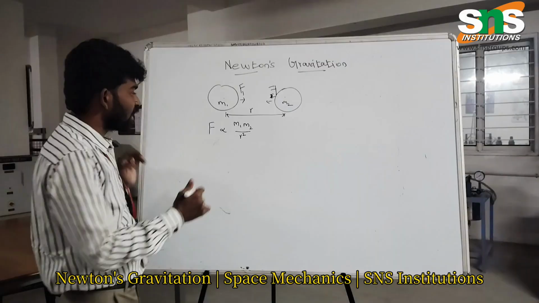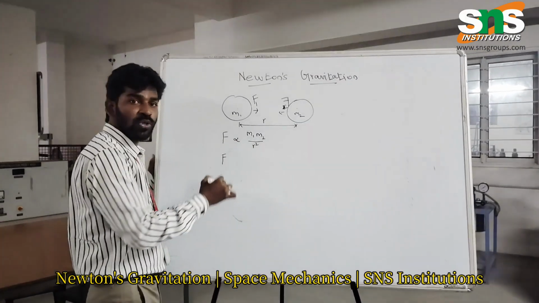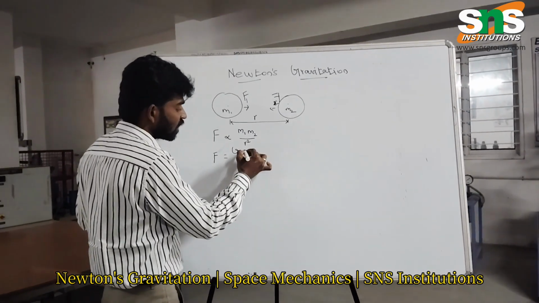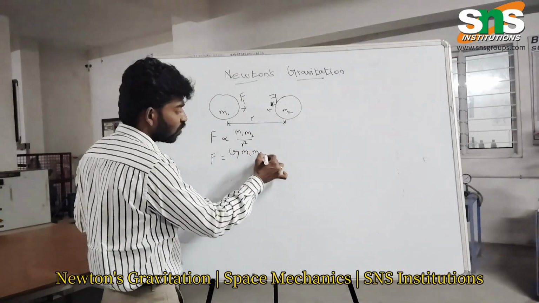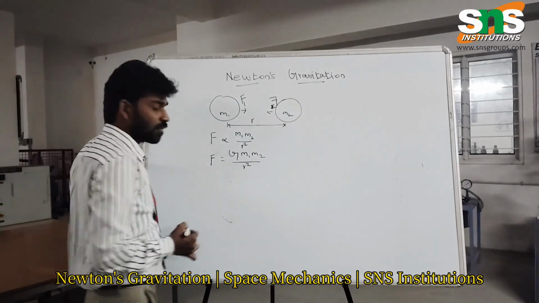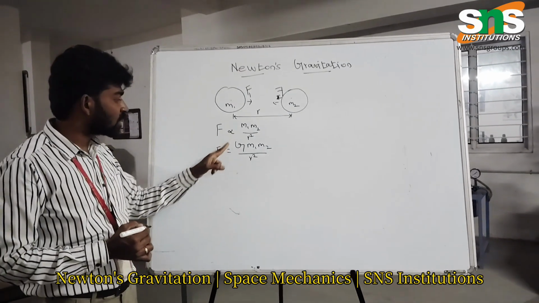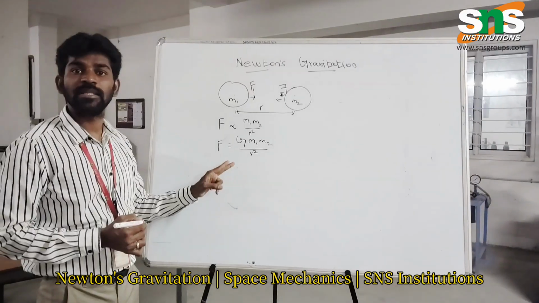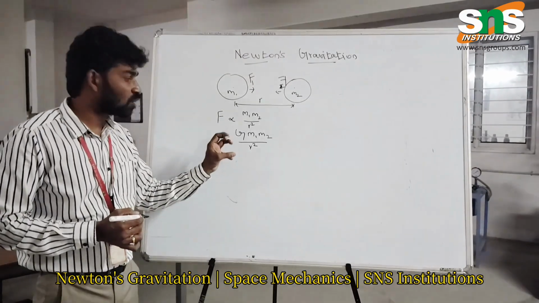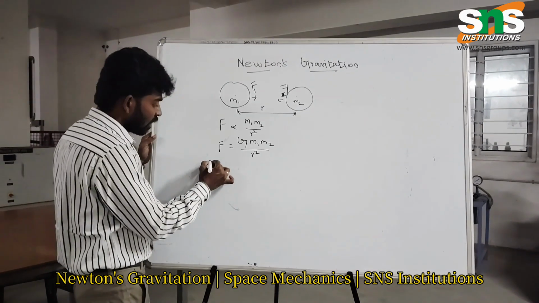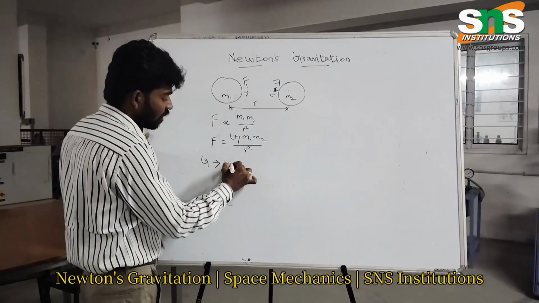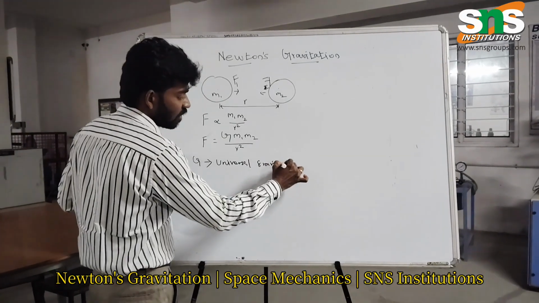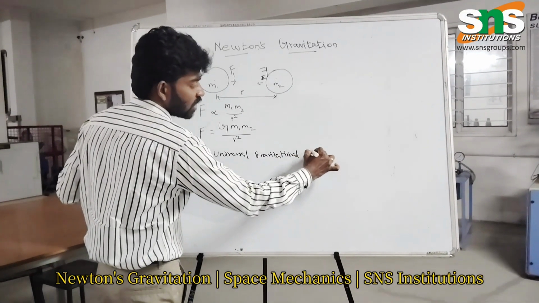Next, we convert this proportionality into an equation. It will have one constant: F is equal to G m1 m2 by r square. So this proportionality constant makes it an equality. This is Newton's universal law with respect to force, and here G is the universal gravitational constant.